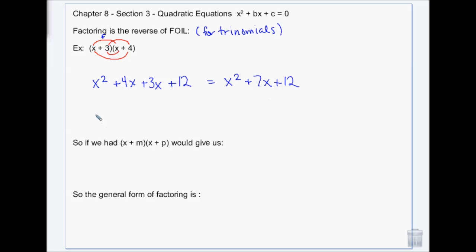So basically, x plus 3 times x plus 4 is equal to, oops, sorry, I lied, not 7x, x squared plus 7x plus 12. And then if I factored it back out, I'd get x plus 3 times x plus 4. So factored form, non-factored form. That's fine.